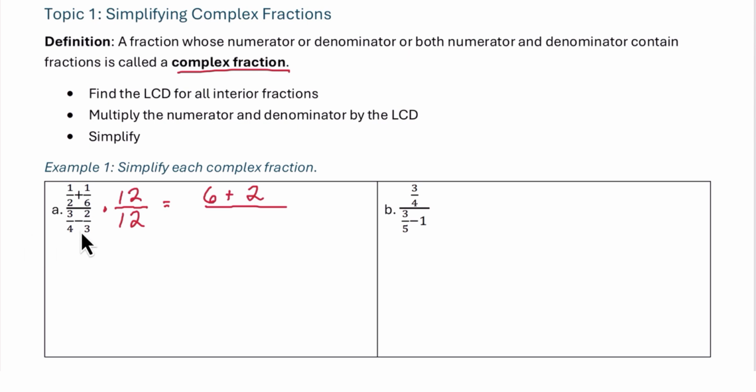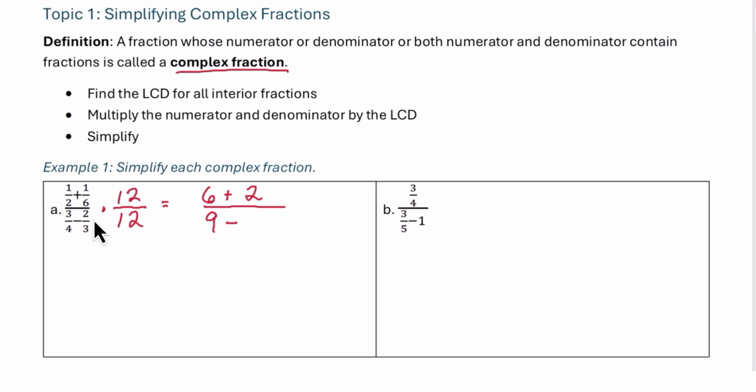And in the denominator down here, looking at 3/4, 4 goes into 12 3 times. 3 times 3 is 9. And then with the 2/3, 3 goes into 12 4 times. 4 times 2 is 8.